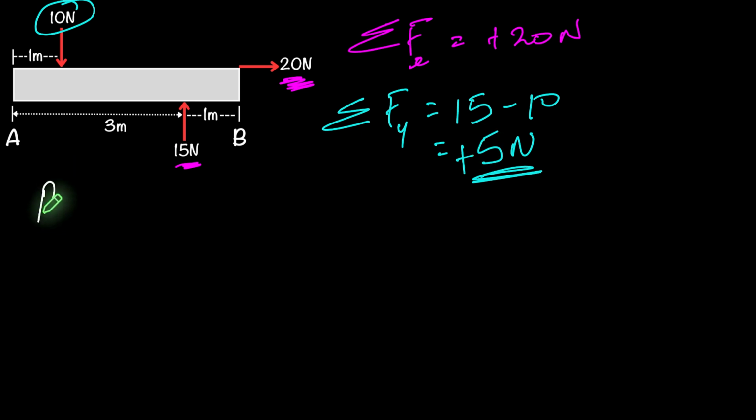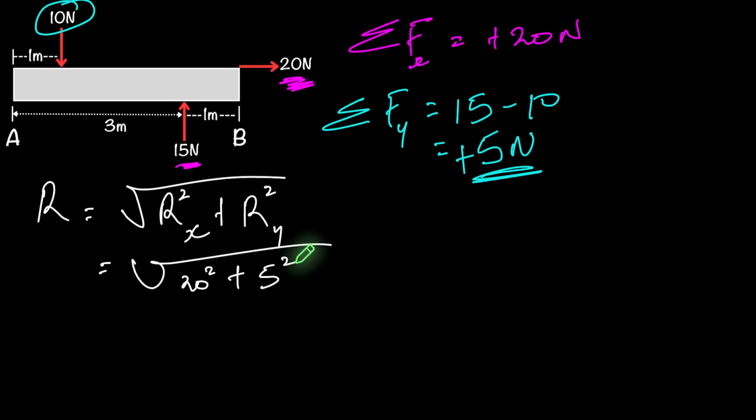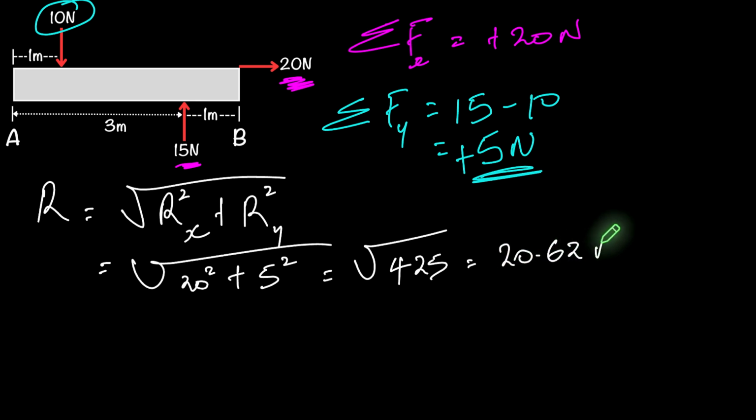So for our resultant R, that will be the square root of the horizontal component squared plus the vertical component squared. And what that leaves us with is 20 squared plus 5 squared. And if you put that in your calculator, you'd get the square root of 425, which is 20.62 newtons. So this represents the magnitude of our resultant, and we're going to now have a look at its direction.